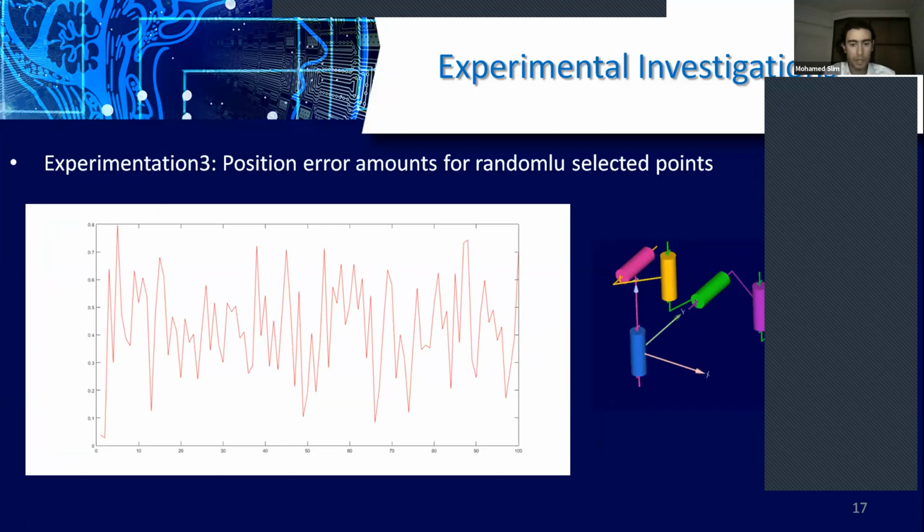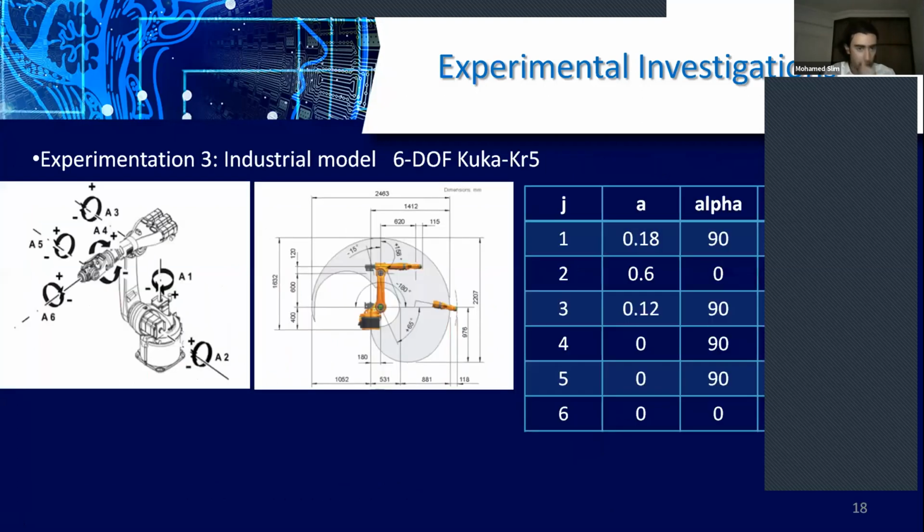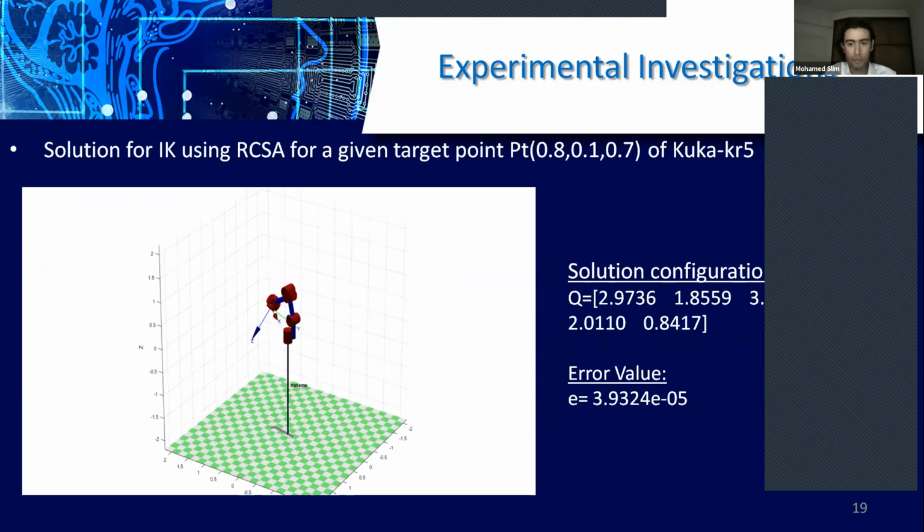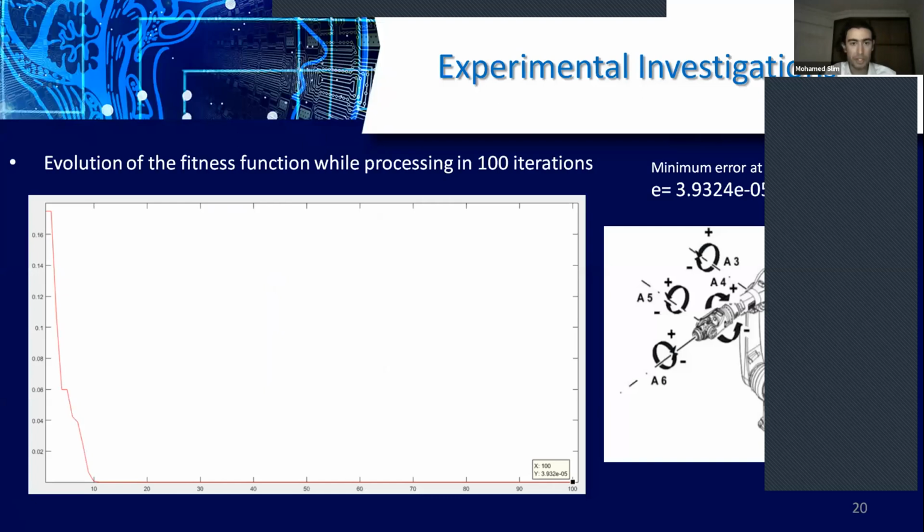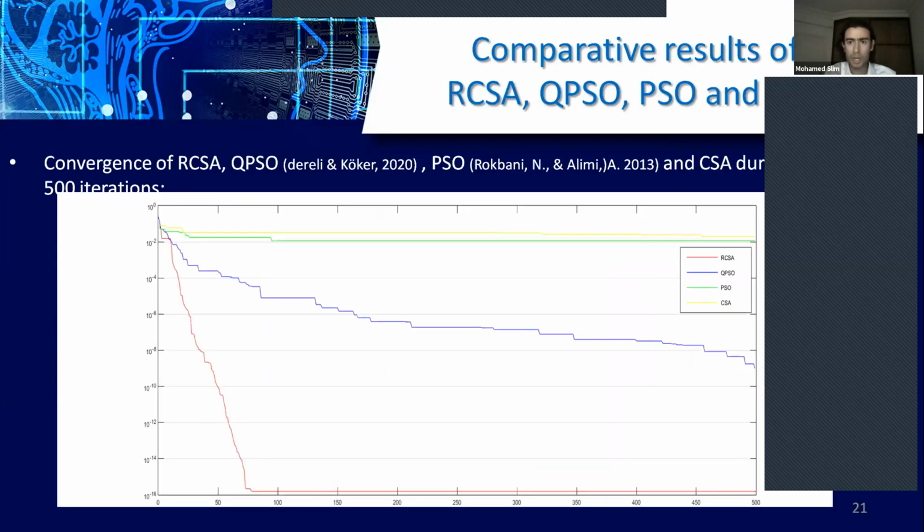Finally, the third experimentation is for KUKA. The same steps as we did in the 7-link systems. Here is the solution, the configuration and the error value. This is the fitness while processing 100 iterations. And finally, comparative results between RCSA, QPSO (quantum PSO), PSO, and normal CSA.